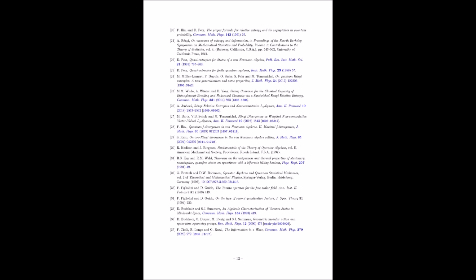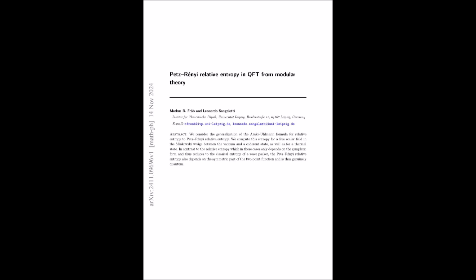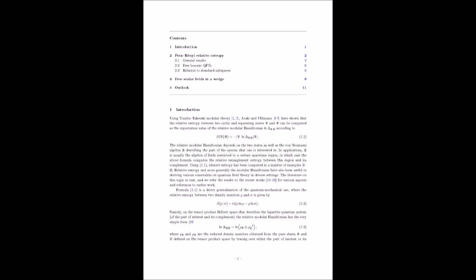This is fascinating, but I think our listeners could use a moment to digest all of this. Sure. When we come back, let's continue unraveling this mathematical puzzle and explore the explicit formula for the Petz-Rényi relative entropy in this example. Sounds good. We'll pick up right where we left off and delve deeper into the fascinating world of quantum correlations and entropy. Welcome back.